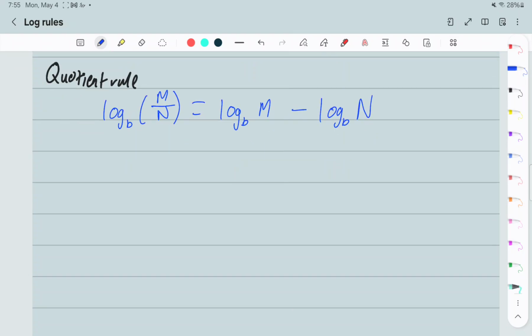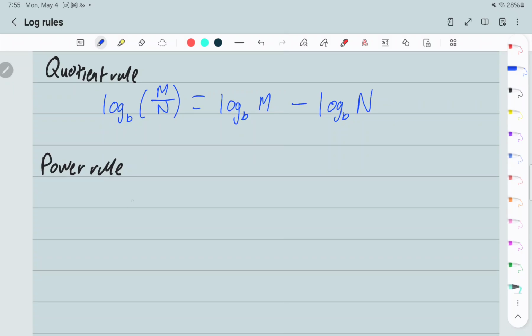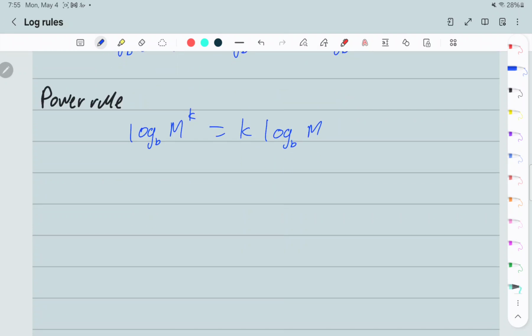The other rule is the power rule. According to the power rule, if you have log b m and this m has some kind of exponent on it, let's say k, then the k comes down and it becomes k log b m. Again, we're going to see all of these laws in action.